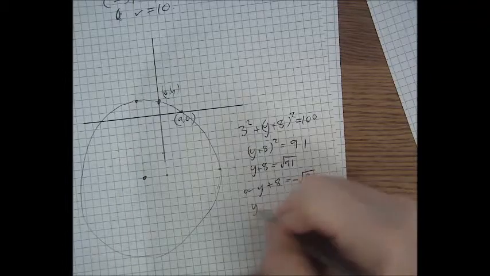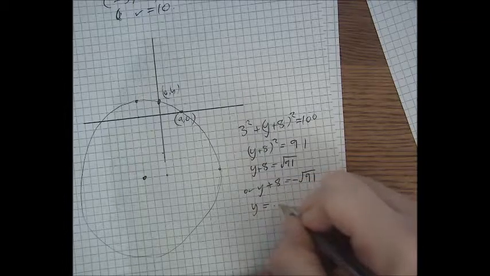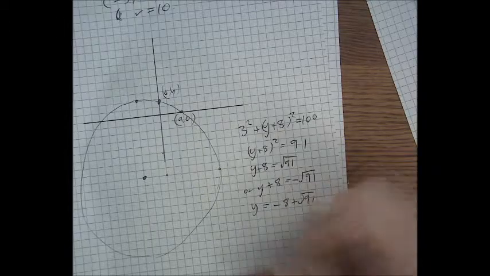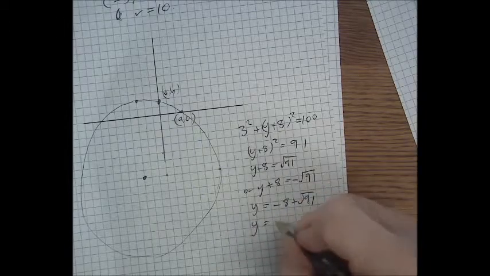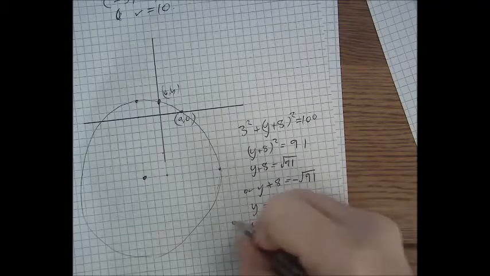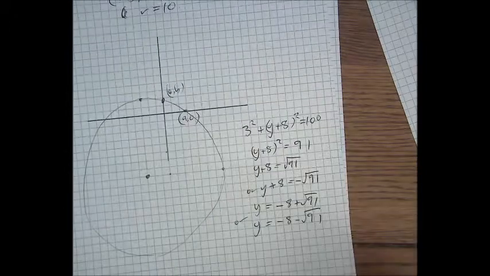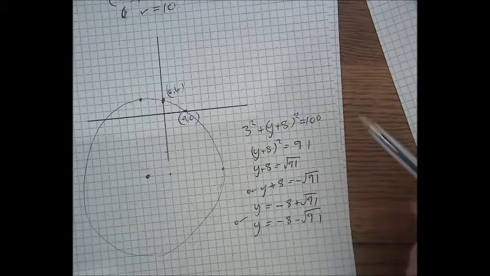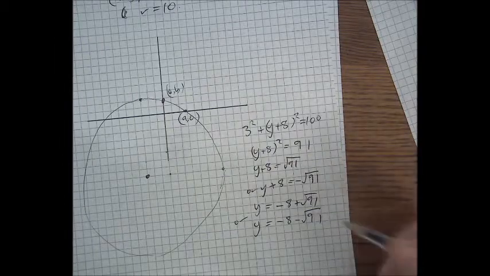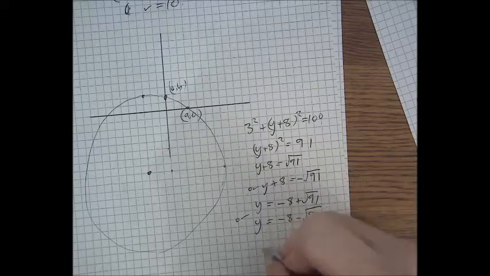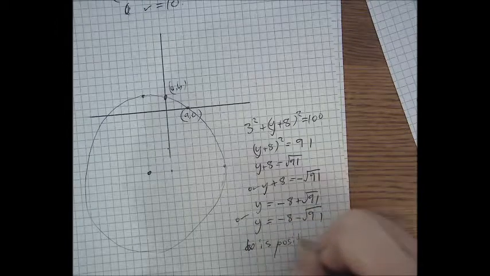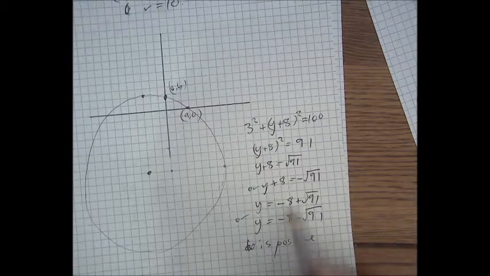So y equals -8 plus root 91, or y equals -8 minus root 91. Which of those is what we actually wanted? We wanted this one, so b is positive. Let's just check that's positive.